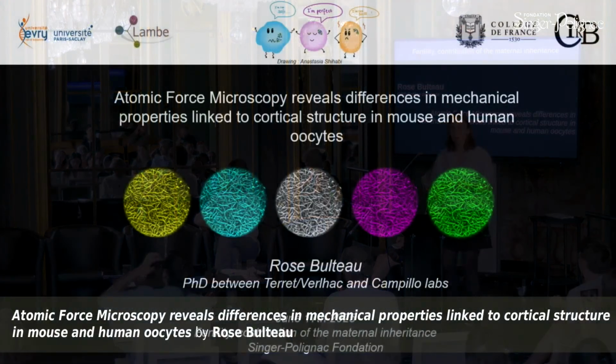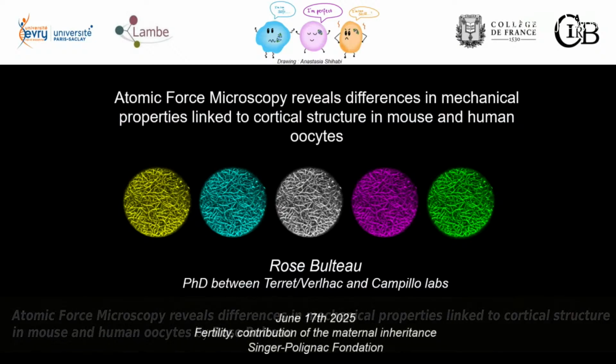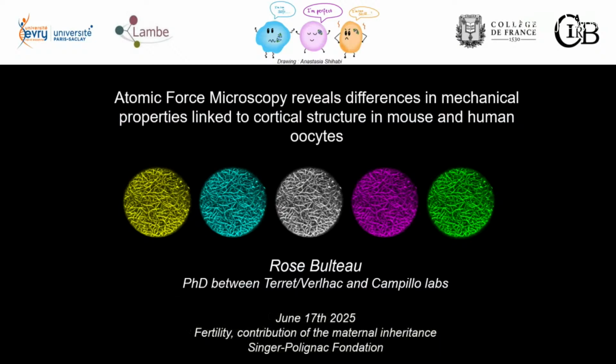Okay, so hello everyone. My name is Rose Bulteau. I'm a third year PhD in the lab of Marie-Émilie Térété and Marie-Hélène Verlhac in Paris and the lab of Clément Campillo at Évry University. I'm working on the mechanical properties of mouse and human oocytes using atomic force microscopy, and I'm trying to correlate this measurement with the cortical organization of the cells.